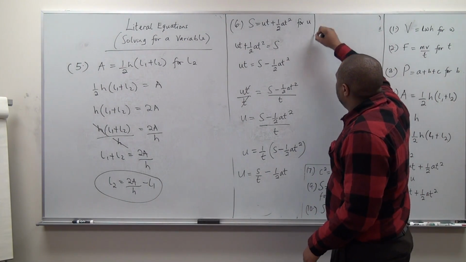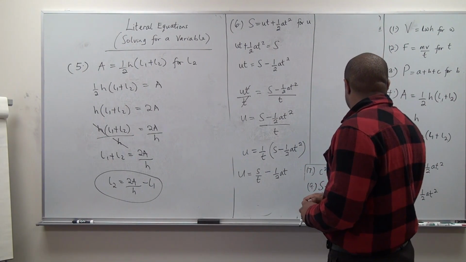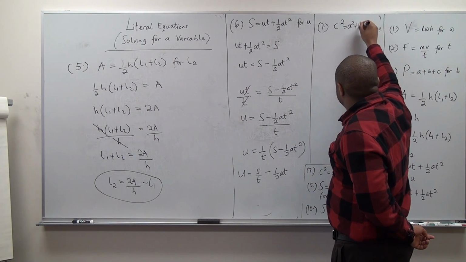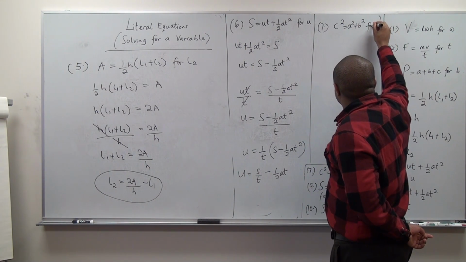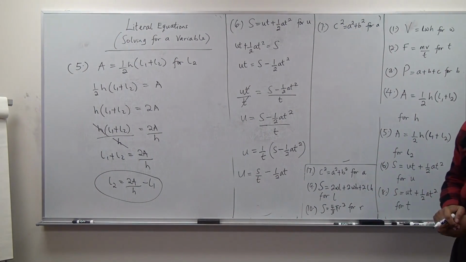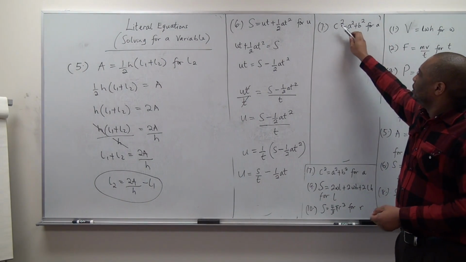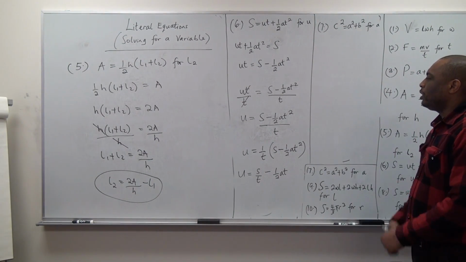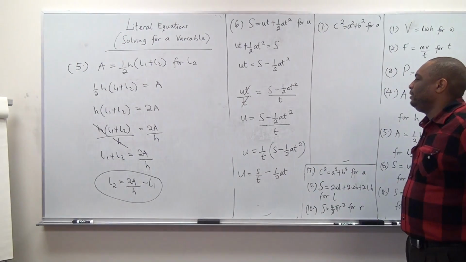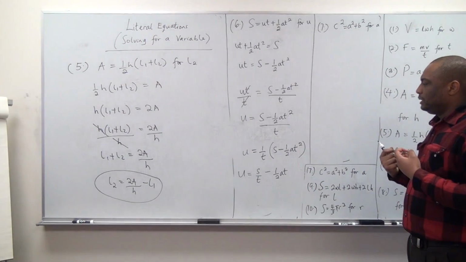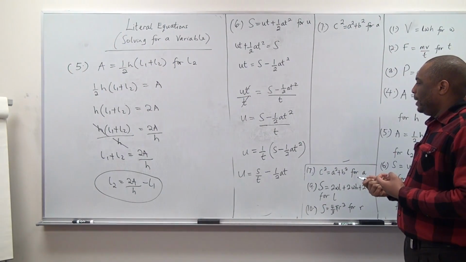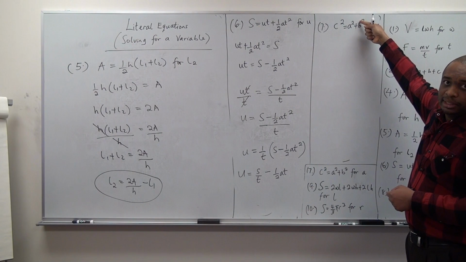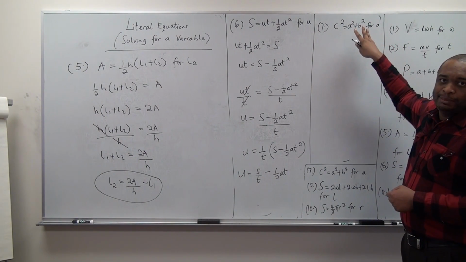Alright. The next one is number 7. C squared equal to a squared plus b squared, for a. All the examples we have been doing are finding the variable but without the square. If you watch all the examples we've been doing, we've been finding the variables without the squares. But in this case, we are asked to find a, and a has the square. So this is now a quadratic exponent.